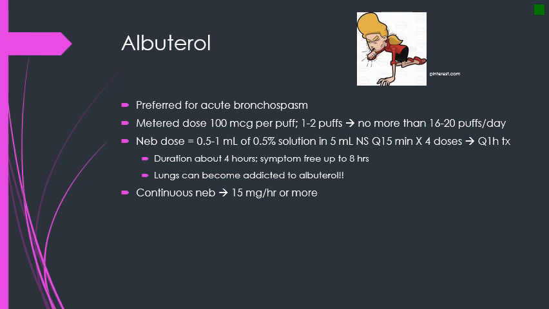Albuterol is the beta 2 agonist that we use the most in the OR. It is preferred for acute bronchospasm. It is the rescue inhaler that these asthmatics will carry around. The metered dose gives about 100 mics per puff. Usually people will use 1 to 2 puffs and generally don't require more than about 16 to 20 puffs a day whenever they're using it. And you definitely need to know how often they're using it or if they've recently used it before you get these patients off to sleep.